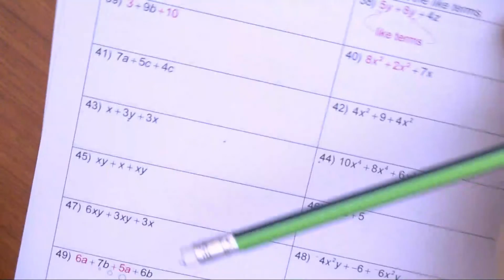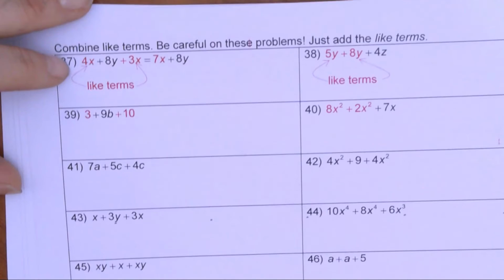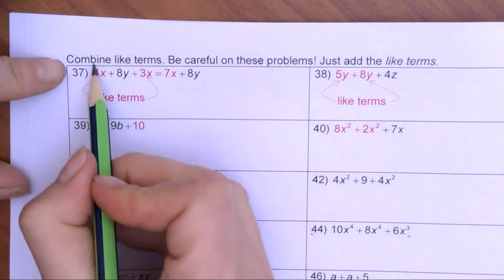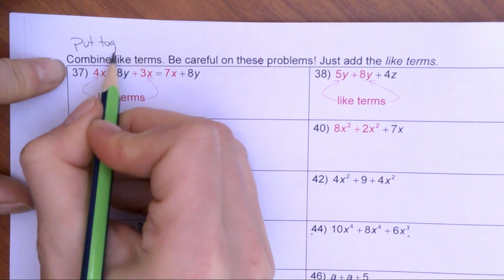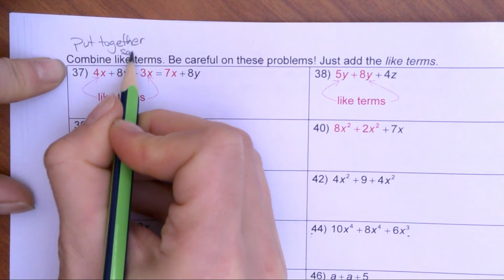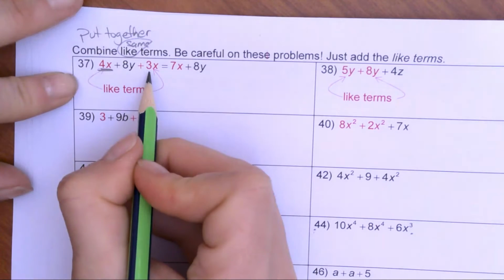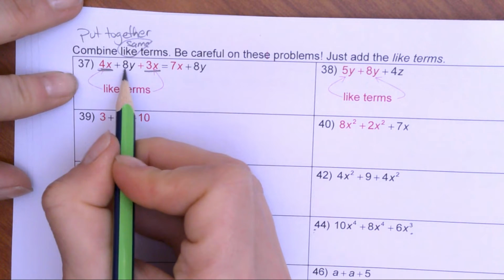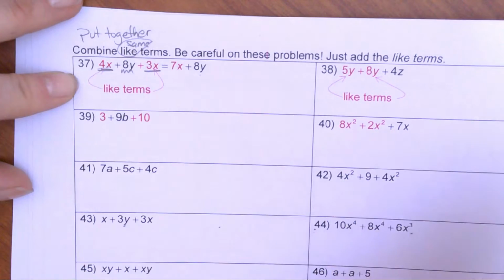All right. So now we're on page 5. So it says combine like terms. That means put together terms that are the same, like. And like just means same. So you can see here 4x is the same as 3x, but not 8y. So 4 plus 3 is 7 and 8y goes at the end.